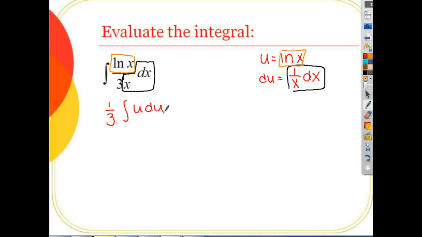So when you have those constants or those numbers that are acting as coefficients, we bring them out. That's what makes integration kind of nice, that you have that rule where the k value can get brought out in front. So now what's the antiderivative of u? 1/2 u squared. So you get 1/3 times 1/2 u squared plus c. So we get 1/6 u squared plus c, and then we just change our u back to natural log.